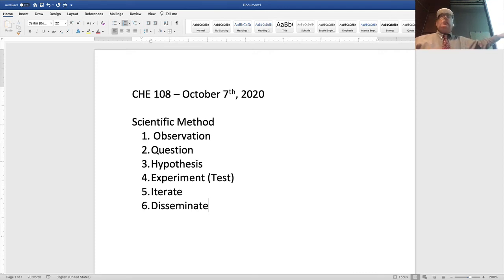I want you to think about this. This is the important thing. For those of you who are going on to medical school, I've heard some physicians say, we're not scientists. And I've heard other physicians say, well, yeah, we are. Right? How does the scientific method line up with when you go to the doctor?